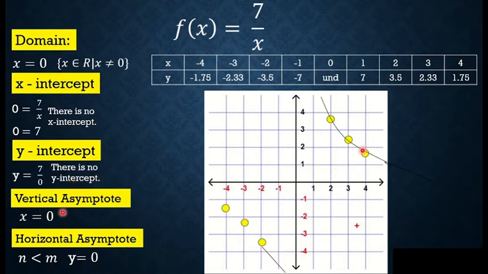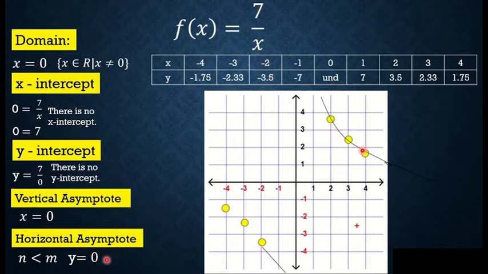In the vertical asymptote, kunin mo lang yung denominator natin, x equals 0. In the horizontal asymptote, get the degrees. Yung numerator natin, wala siyang variable, wala siyang degree. So n is less than m. Mas bababa yung degree ng n natin kaysa kay m.